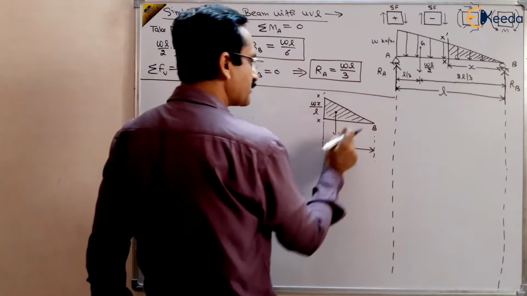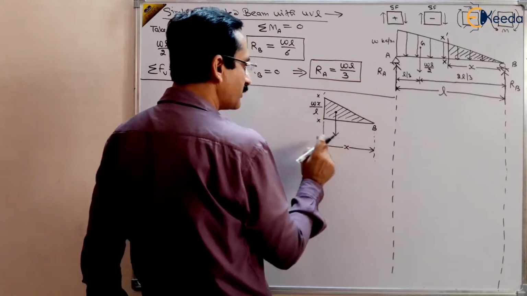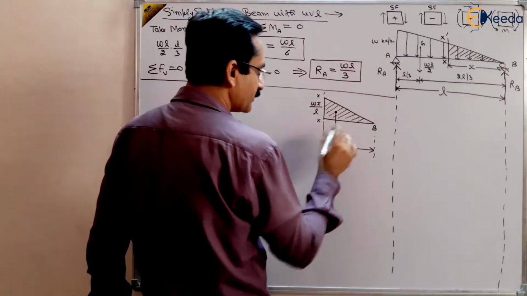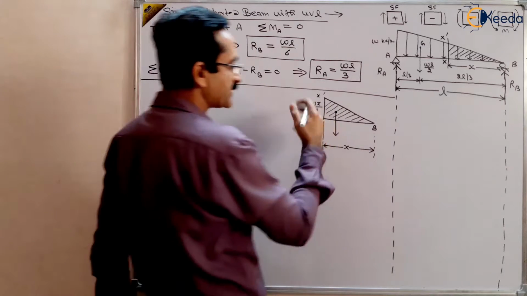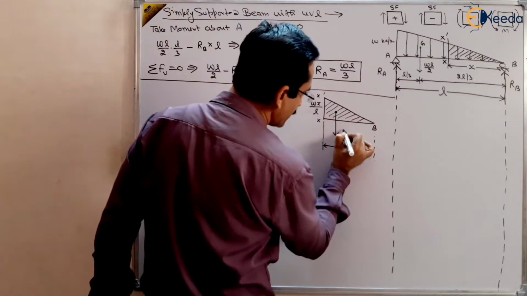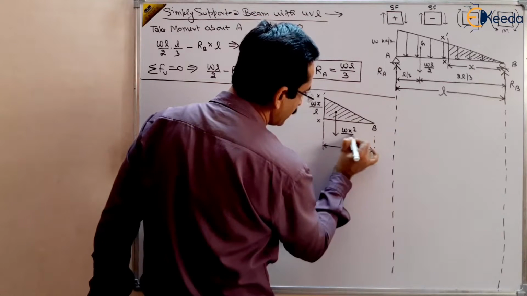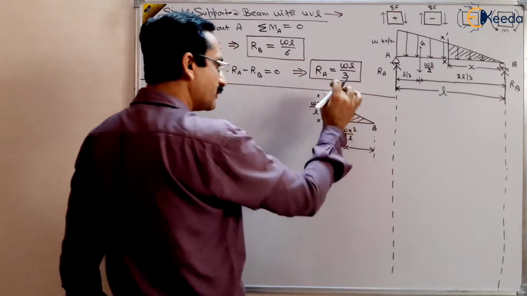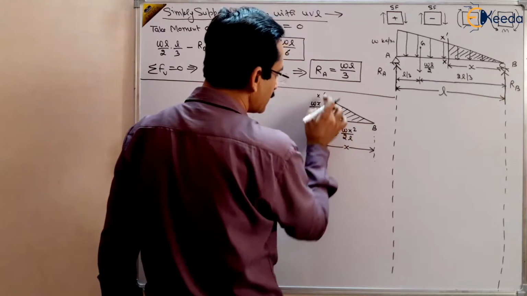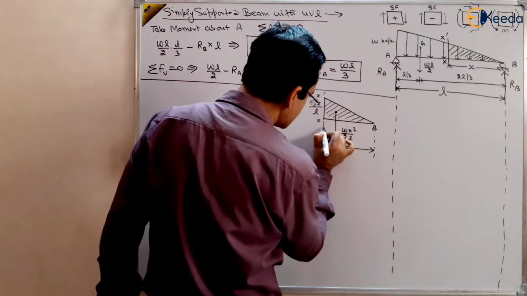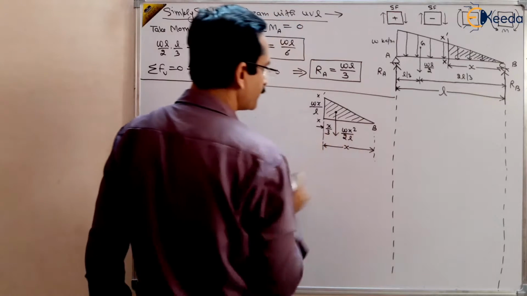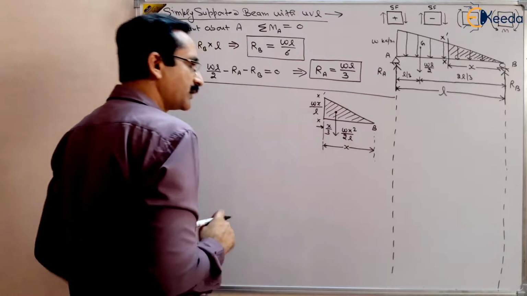Then what will be the intensity of this load? It will be half multiplied by base multiplied by height, because it is the area of the triangle. So half multiplied by base and height will be Wx square by 2L, the area of this triangle. The area of this triangle will be the load acting downward, and at a distance of x by 3 from X dash.